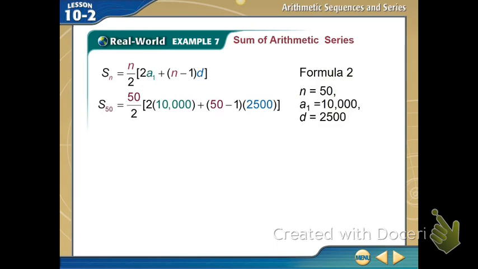So here's my formula, right? I plug in n equals 50, the number of terms. I know that a1 is the first amount of money that he gets paid. That's 10,000. Again, n equals 50. I put that here. And then d, the common difference, is 2,500. And I want to simplify this expression. And I'll find that over the total course of his payments, he'll make $3,562,500.